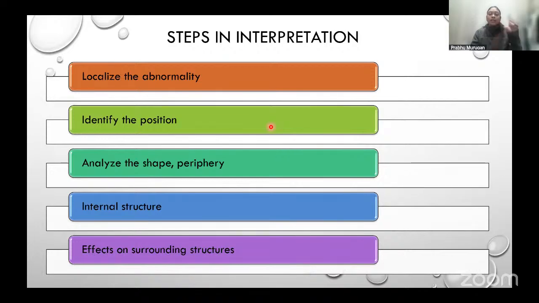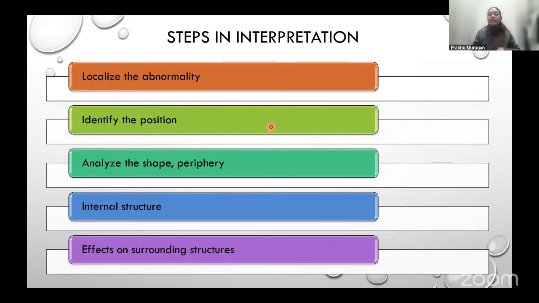Third thing is analyzing the shape and the periphery of the lesion. Some lesions will be well defined, with a well defined cortex. Some lesions might have a sclerotic margin. Some will have irregular margins and all that. So we have to identify the shape and the periphery of the lesion, whether it's unilocular, multilocular, all those things.